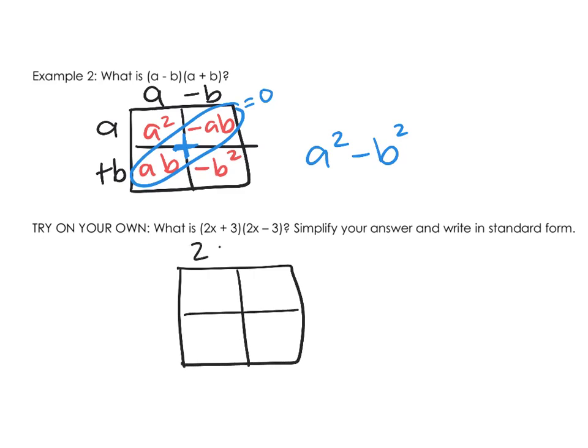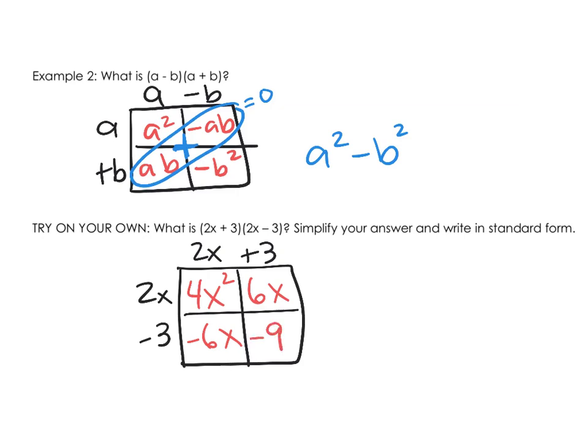So we had a 2x plus 3 times a 2x minus 3. So when I multiply those out, 2x times 2x gives me a 4x squared. So both of those things squared each other, 2 squared and x squared. And then 3 times 2x is 6x. And 2x times a negative 3 is negative 6x. And then negative 3 times a positive 3 is negative 9.